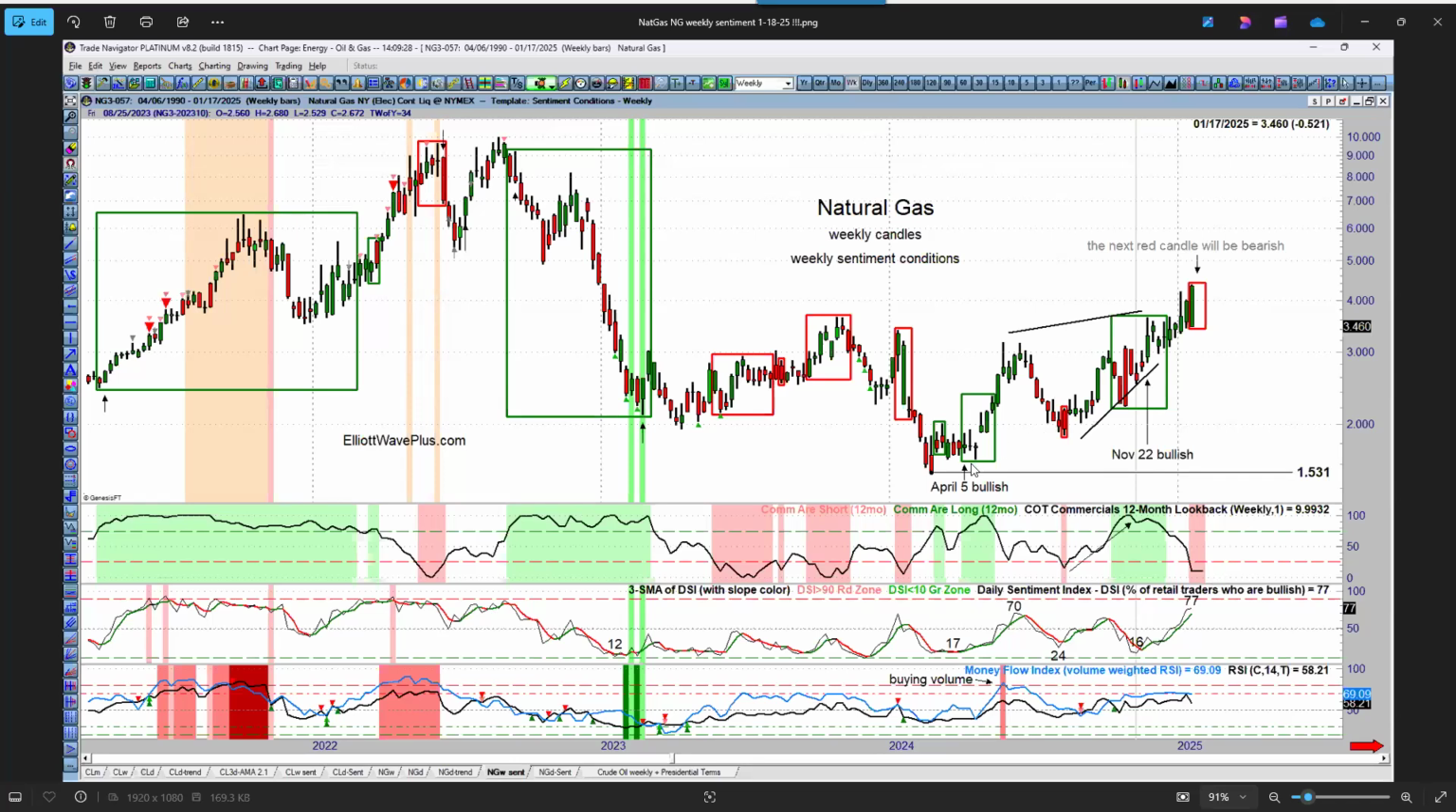So that's definitely a warning, and I'm showing you right here what I think the count actually is when we get to the count on natural gas. And that is that we have completed a leading contracting diagonal, including a throwover. That peak, the top is in, and the next red candle we get, which would come in when the 3-period moving average of the weekly DSI starts sloping to the downside. You can see it's still green. When it starts sloping to the downside, these candles will turn red. And if the commercials on a 12-month look back are still heavily short, that'll be the first red candle within a thick red box, and that will be a perfect storm. So this is definitely a warning that the next red candle would be bearish on natural gas.